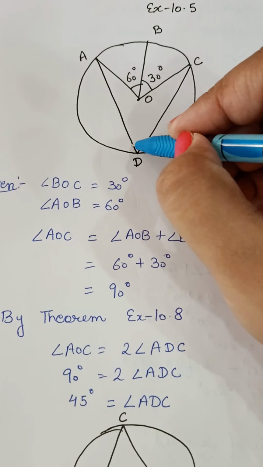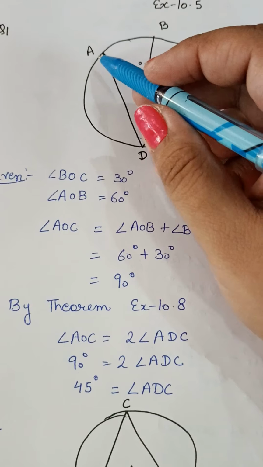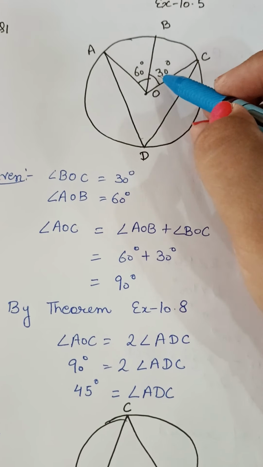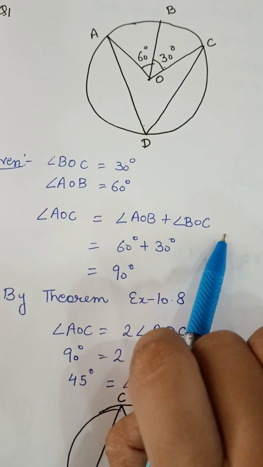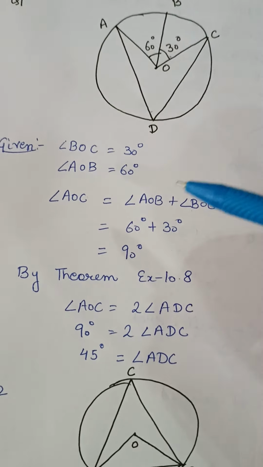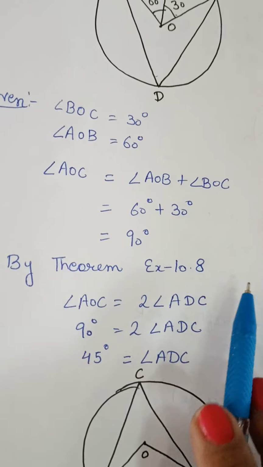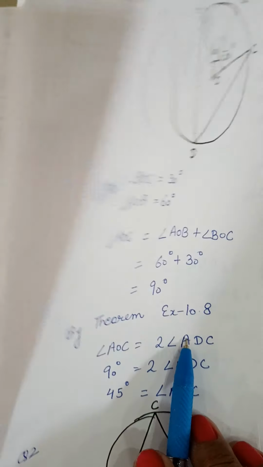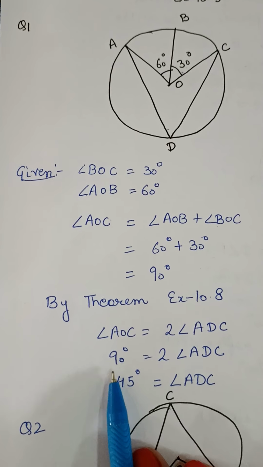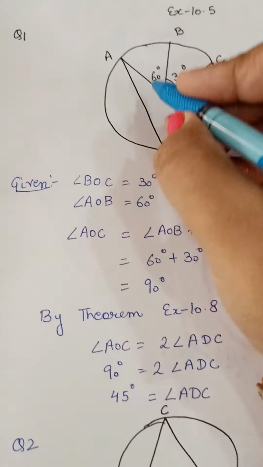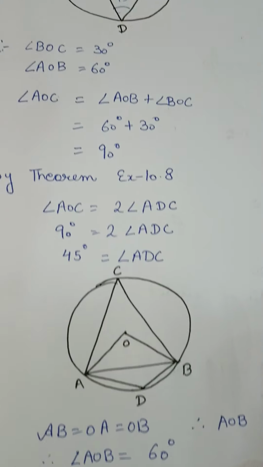So how to find the value of ADC? We know that by theorem 10.8, angle AOC is equal to twice the angle ADC. And what is angle AOC? Angle AOC is the addition of the two angles AOB and BOC, that is 60 plus 30, which is equal to 90. So now put the value of 90 here, because by theorem 10.8 angle AOC is always equal to twice the angle ADC. So 2 will come on this side and it will divide 90. So that is 45 degrees. So the value of angle ADC is 45 degrees.